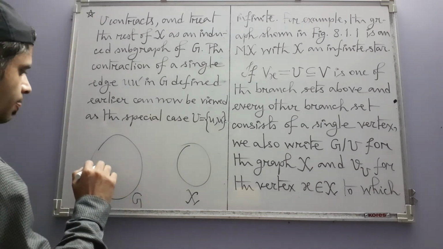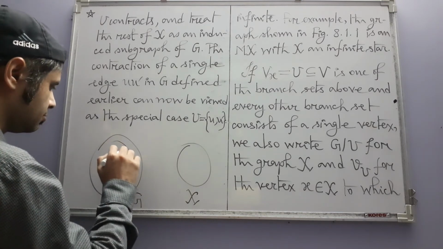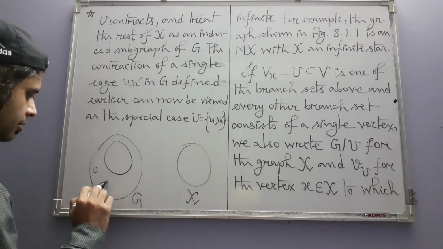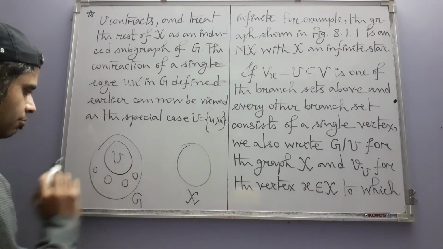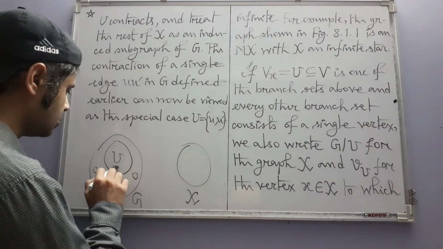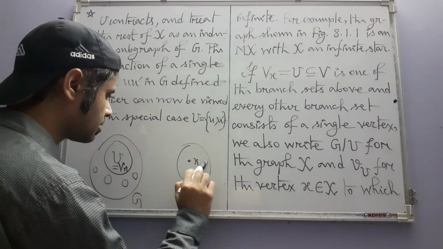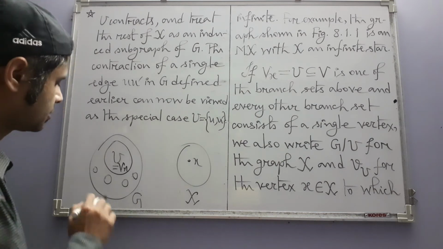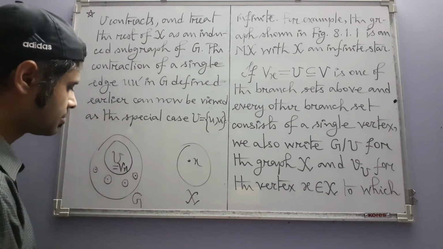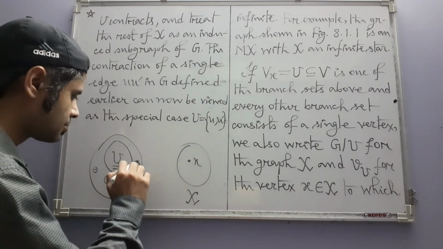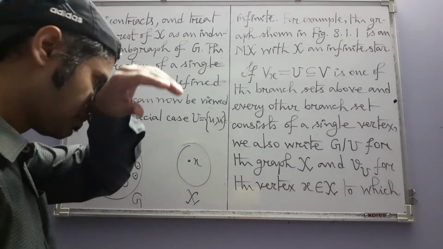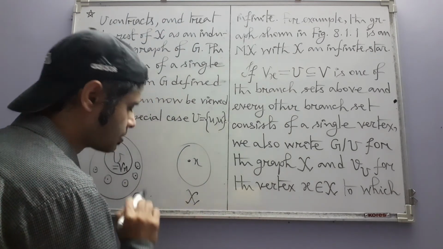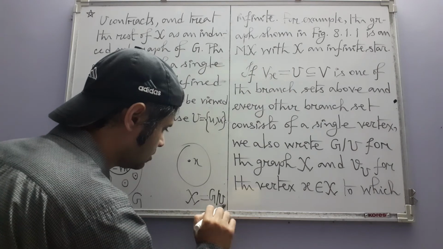Now say you have a situation like this, that the vertices in G have been partitioned like this. Exactly one branch set U, which is Vx for some vertex x here, likely has more than one vertex. It may not have more than one vertex, but the other branch sets, whatever else, all of them are singleton. Each one of them has exactly one vertex. Then you can denote this X by the notation G by U.